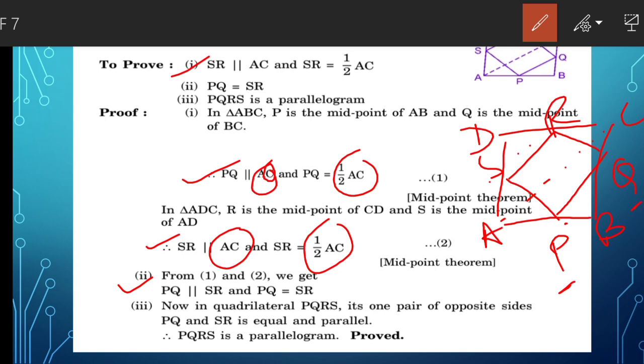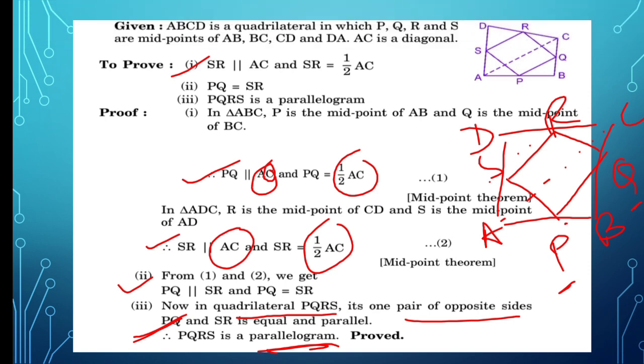Now lastly we have to prove that PQRS is a parallelogram. Now if we consider this quadrilateral PQRS, here PQ and SR are parallel to each other and equal to each other. So by the property of parallelogram we can say if one pair of opposite sides is parallel and equal, the quadrilateral becomes a parallelogram. So now in the quadrilateral PQRS, one pair of opposite sides is equal and parallel. So we can prove that it is a parallelogram. So this is our first sum that we have discussed using midpoint theorem.